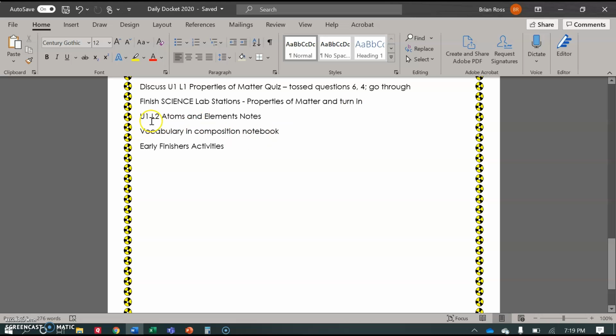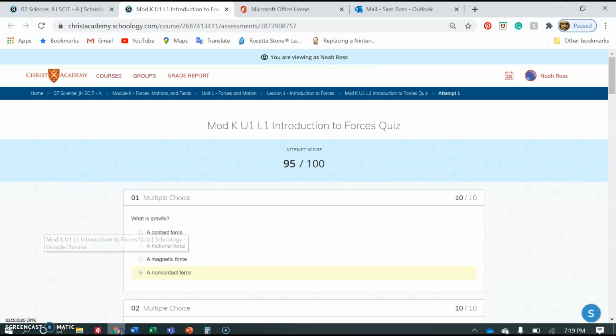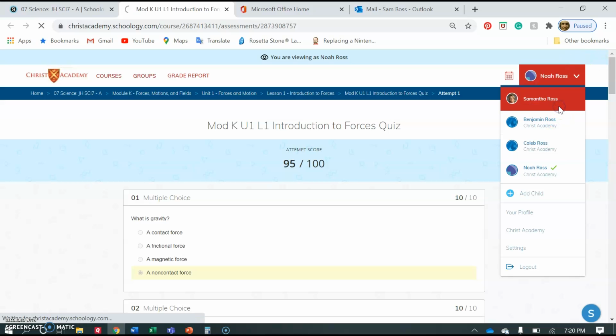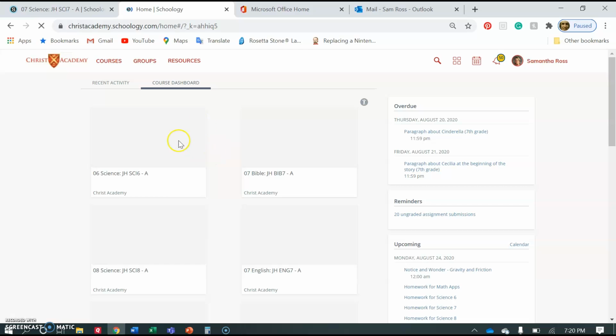And you can start your next set of notes, the Unit 1, Lesson 2, Atoms and Elements notes. You should have a copy on your desk. I'd like for you to go ahead and put the vocabulary in your composition notebook. That's also in that big bin that says 6th grade composition notebooks. And if you need to do these online, let me show you what it looks like.